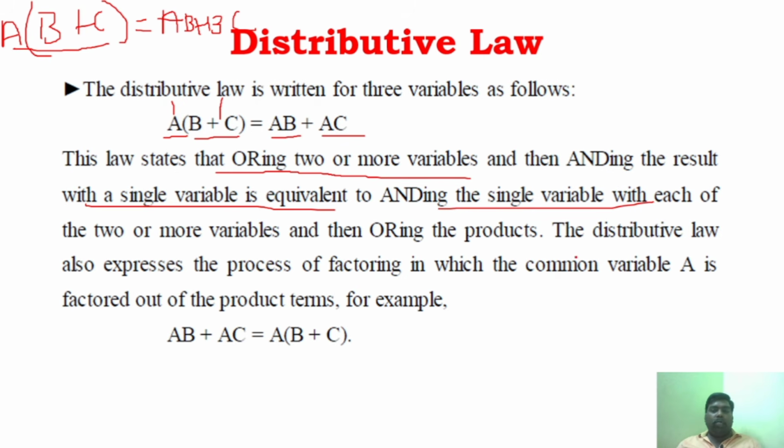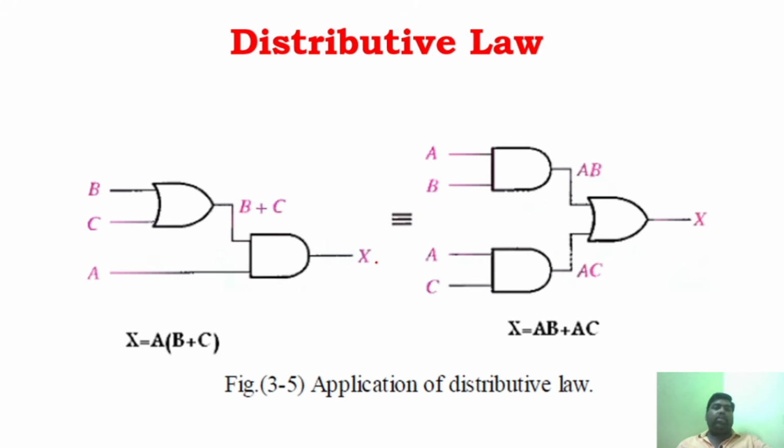To express this distributive law, this can be represented as AB plus AC. You can take A as common, and you can write it as A into B plus C. So both the things are equal. Now, how will you implement this using gates?